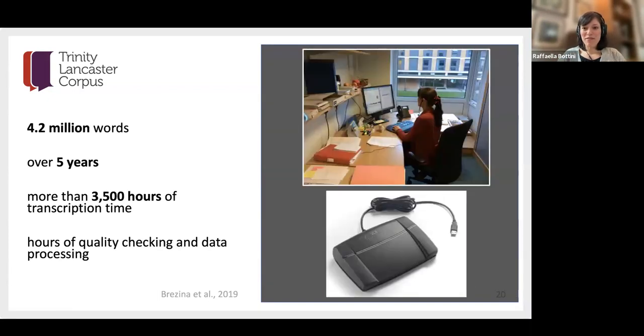And here you can see a photo of one of our professional transcribers at Lancaster University, Ruth Avon, who worked on the Trinity Lancaster corpus. And you can see her magic tool, the foot pedal that she uses every day to transcribe spoken data so that she can use her hands to type words and use her feet to play the recording, stop it, rewind it, fast forward it, slow it down, and so on. So it's a very complex task also in terms of coordination.